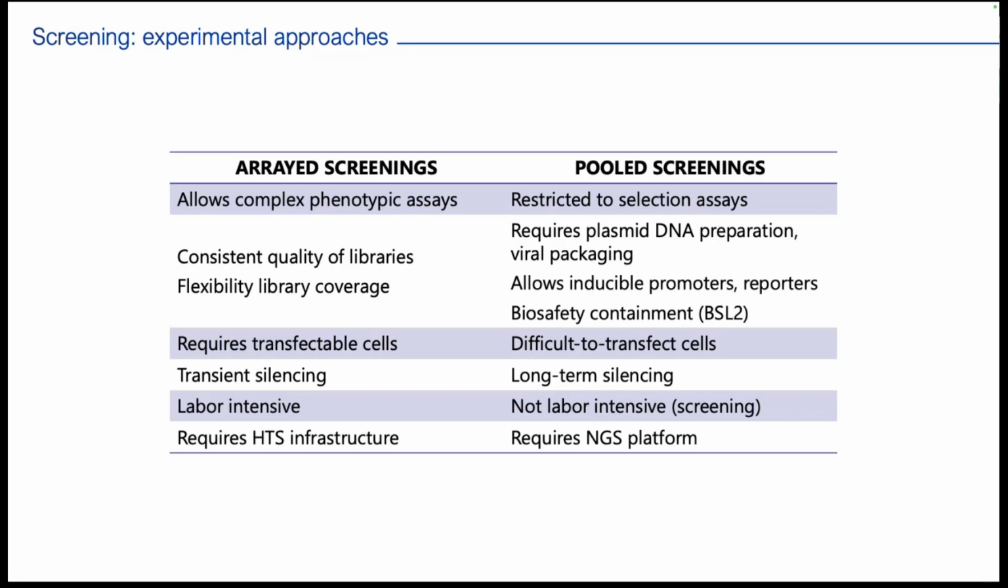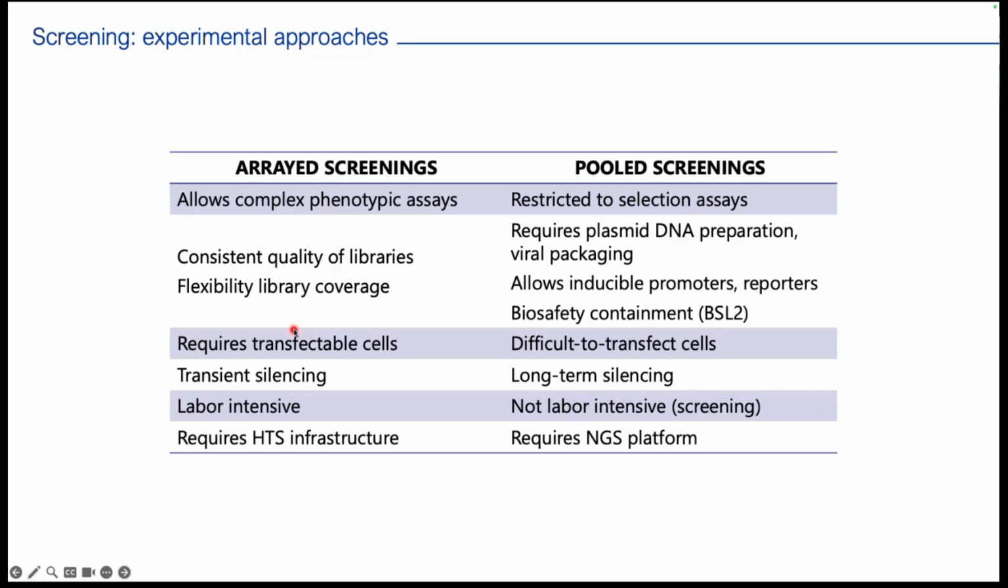These are usually synthetic libraries that can be bought, and we can have flexibility in the coverage of the libraries. Whereas these libraries for pooled screenings typically need to be cloned into plasmid DNA that has to be prepped, and then we have to generate lentiviral particles typically for these types of screenings.